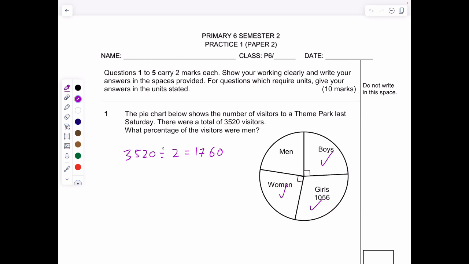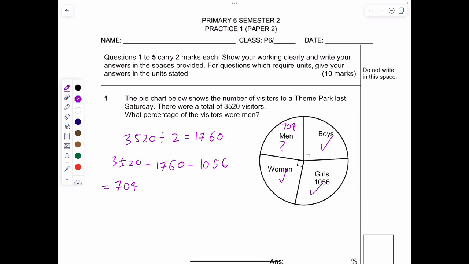Now we also have the girls. So very simply, to find the men, we will just take 3520, subtract away 1760 and also 1056, and your answer would be 704. Now that you know that the men is 704, we have to convert to percentage. That will be 704 out of a total of 3520, multiply by 100%, and your answer will be 20%.